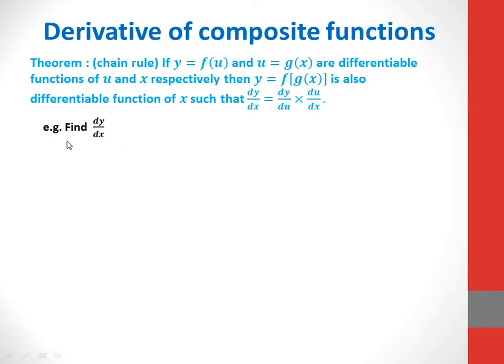Find dy by dx if the function is given y is equal to sine 3x. Okay, now see, the original function is sine x and here it is sine 3x. So as per this rule, first of all we have to consider that u is equal to 3x, meaning in place of x there is 3x. So that implies y is equal to sine u. So it is the composition of 3x and this sine u. Okay, so it becomes sine 3x.